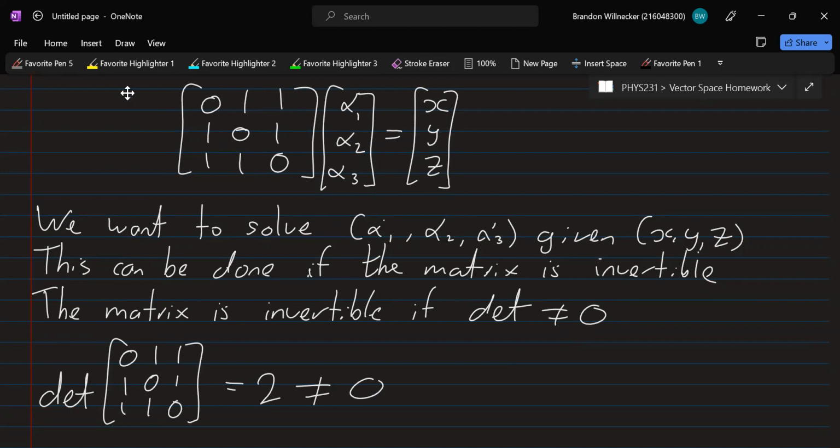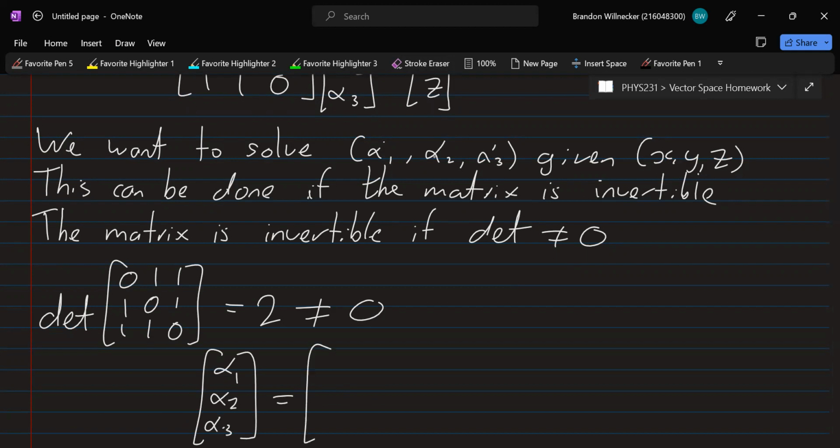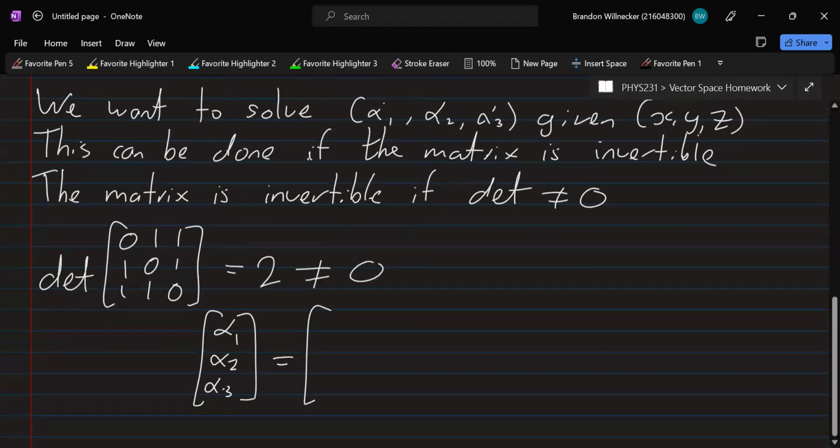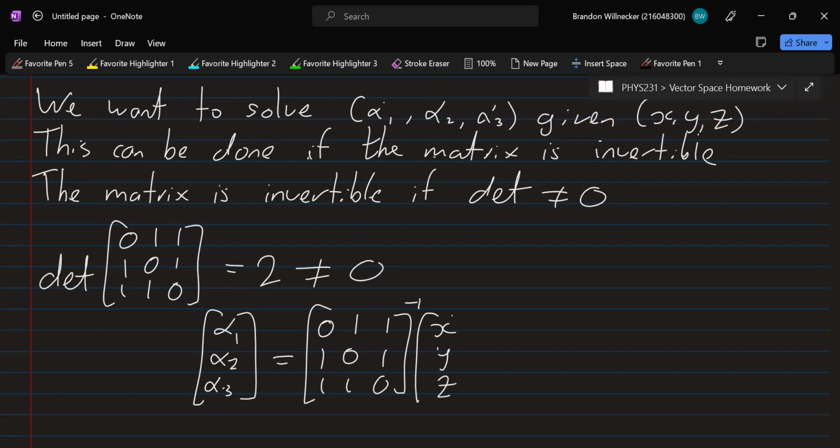So we can find the solution to this. So in general, the alpha 1, alpha 2, alpha 3 values that we need are going to be found by taking the inverse. So 0, 1, 1, 1, 0, 1, 1, 1, 0. We found the inverse of this fixed matrix. We multiply it onto x, y, z, which is given to us, and that gives us the required alpha 1, alpha 2, alpha 3. And that's how we find these coefficients.